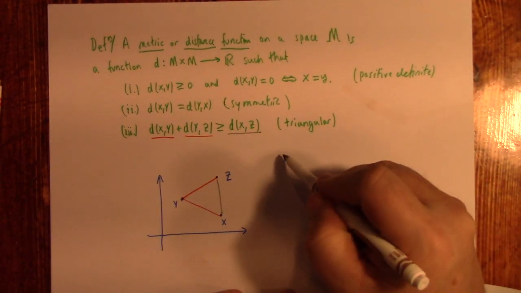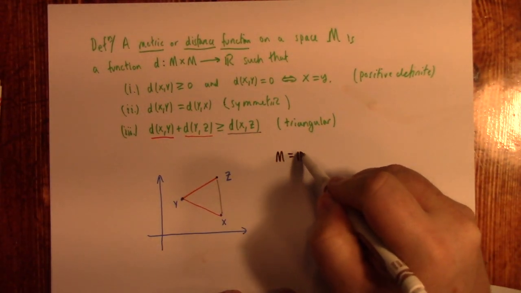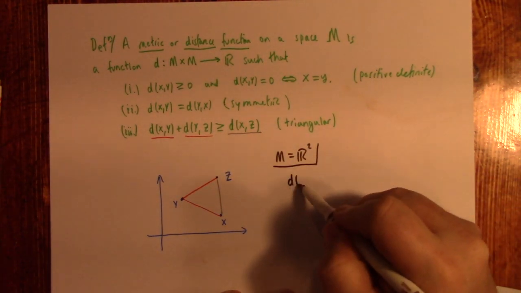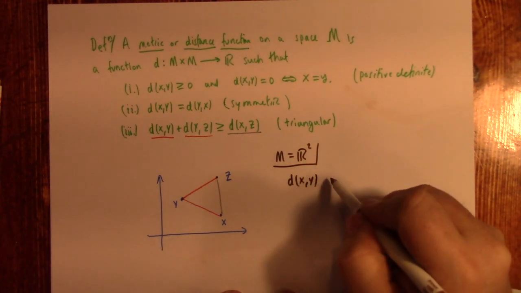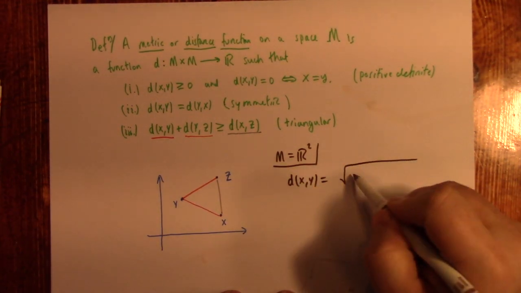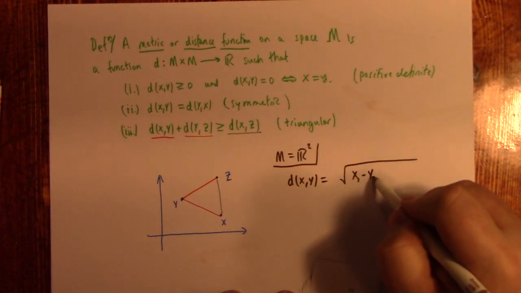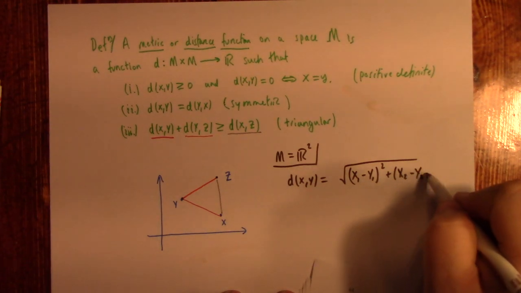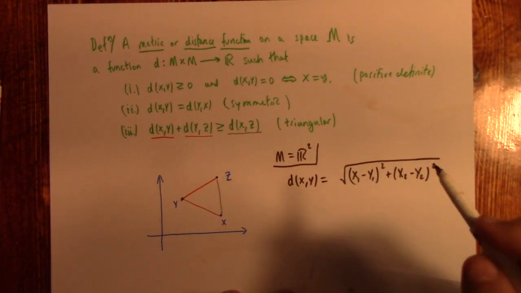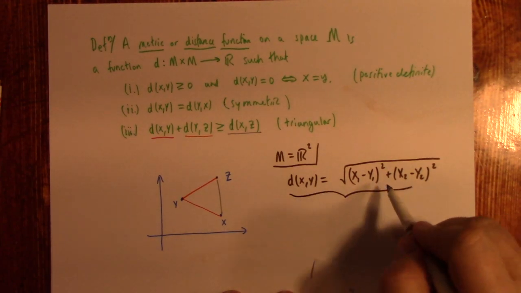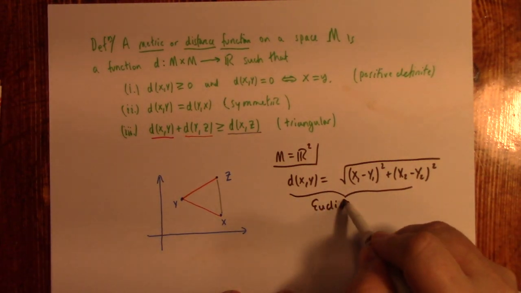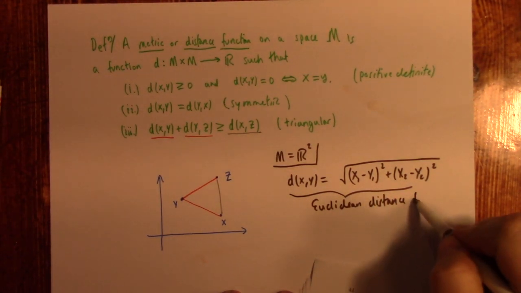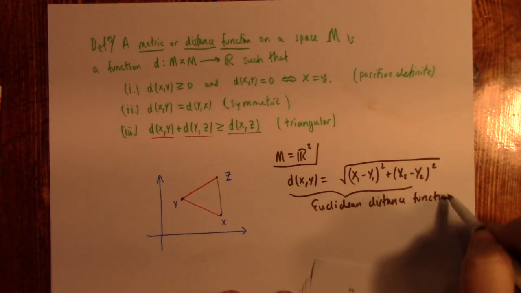So let me just talk about m equals R^2 for just a second here, and tell you about different notions of distance. The standard notion of distance, of course, that you guys have already been taught, hopefully, is that the distance between 2 points is Euclidean distance, right? So we have the square root of (x1 minus y1) squared plus (x2 minus y2) squared. That gives us the Euclidean distance function. Or you could call it the standard distance on the plane.